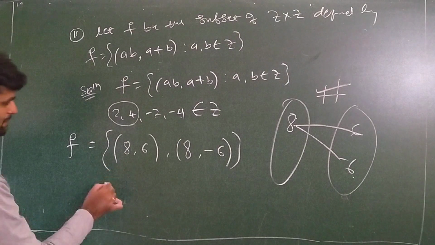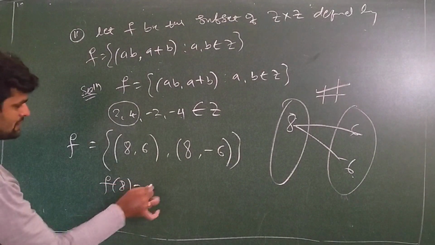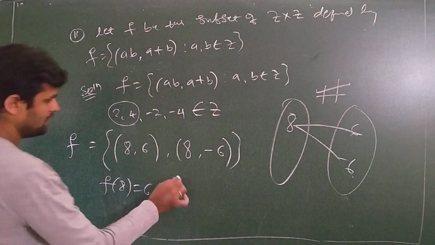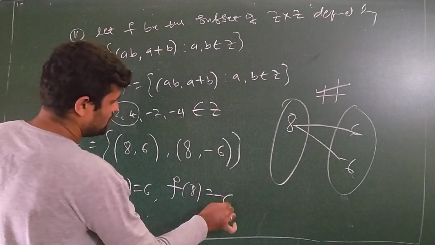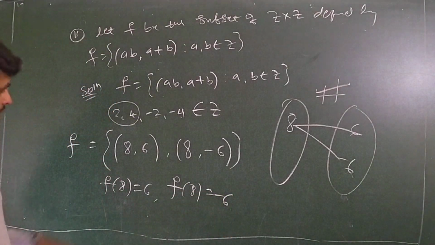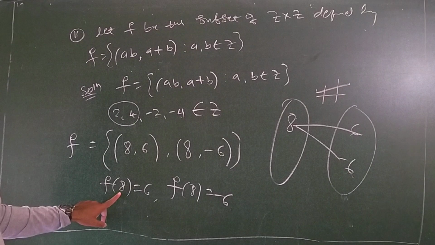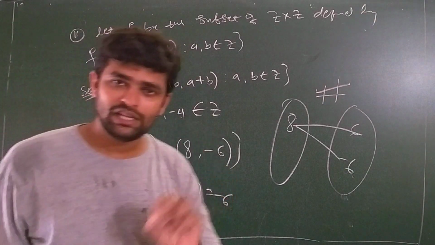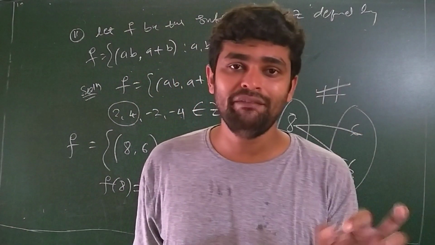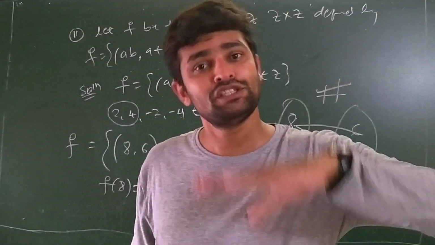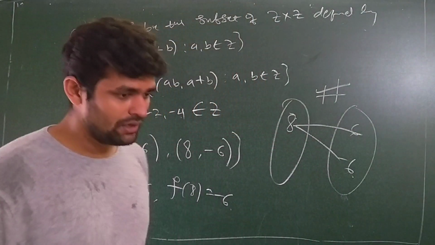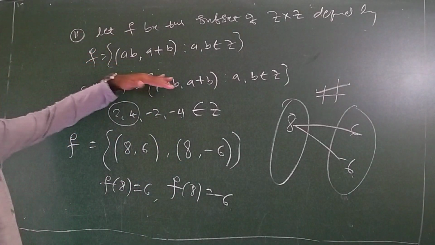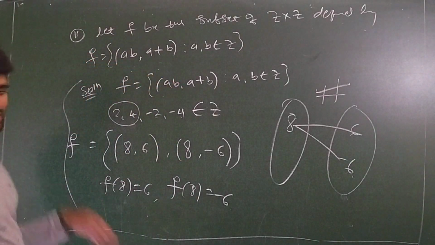But how do you write this? f of 8 is equal to 6, correct? Again f of 8 is equal to -6, correct? The element 8 has two different images. I'm telling you in an English sentence: the element 8 has two different images, so therefore it is not a function. Is it okay? This is the justification.